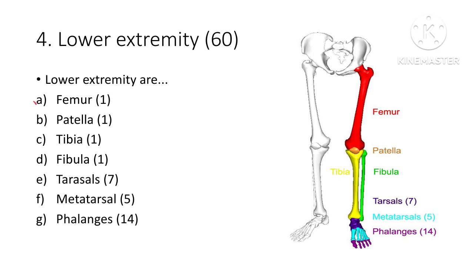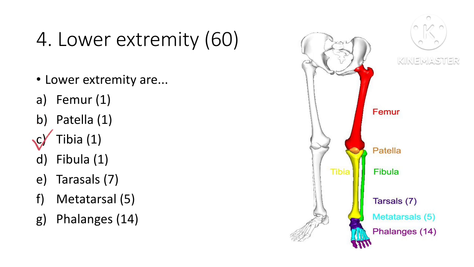The first is the femur. It is the long bone in the upper leg, connecting the hip to the knee. It is the strongest bone in the body. Second is the patella. It is a small, flat, triangular bone that sits in front of the knee joint. It acts as a shield for the knee joint and provides attachment.